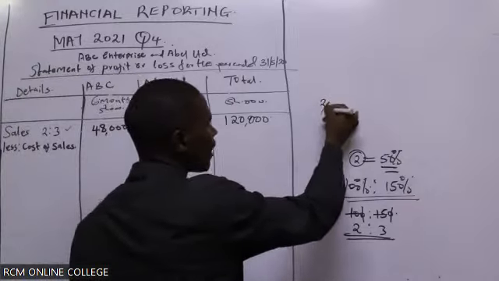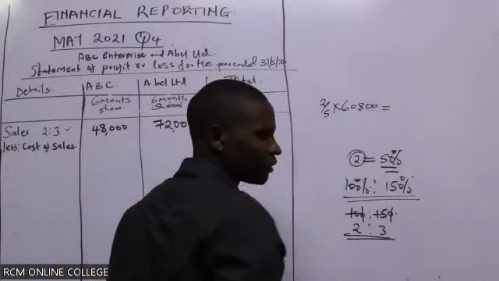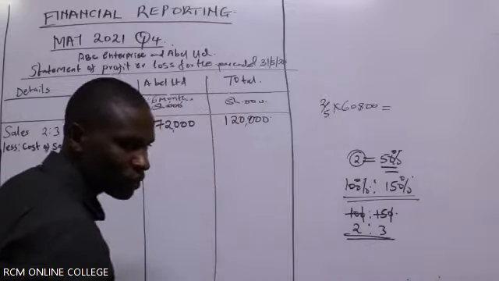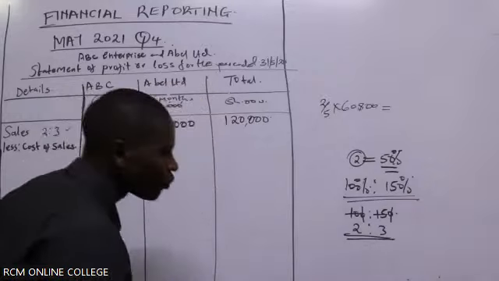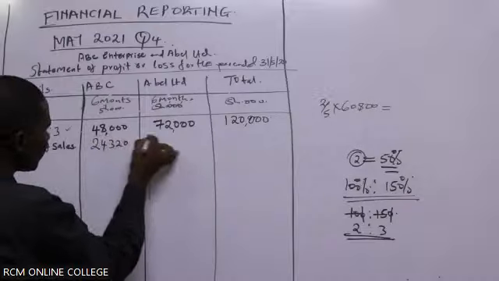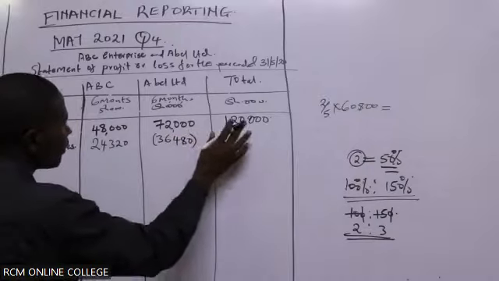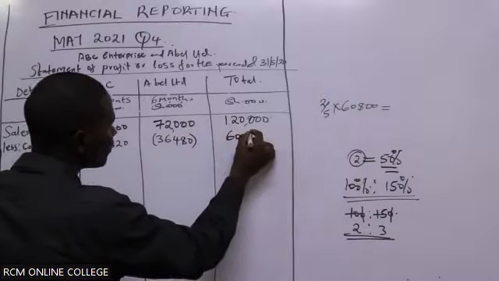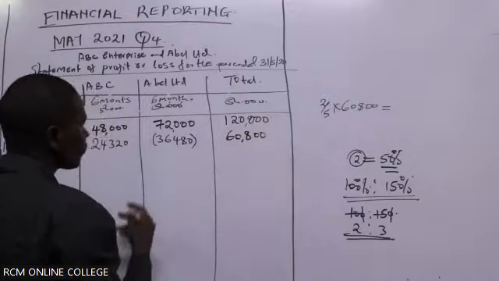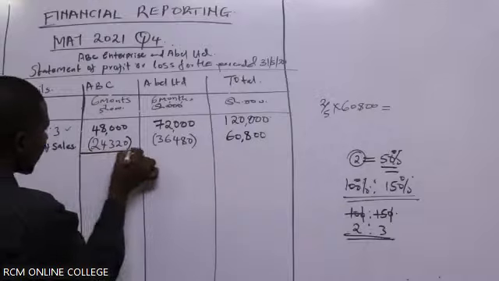So 2/5 of 6,800 ni ngapi? 24,320 and 36,480. Thank you very much. The total is 6,800. This total column is just confirming what we have as the total of that item.